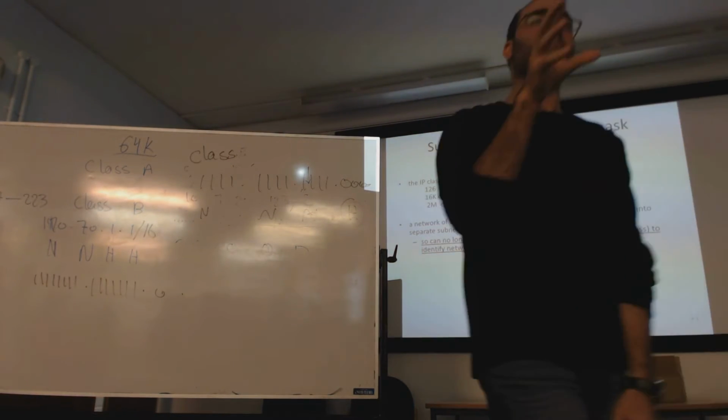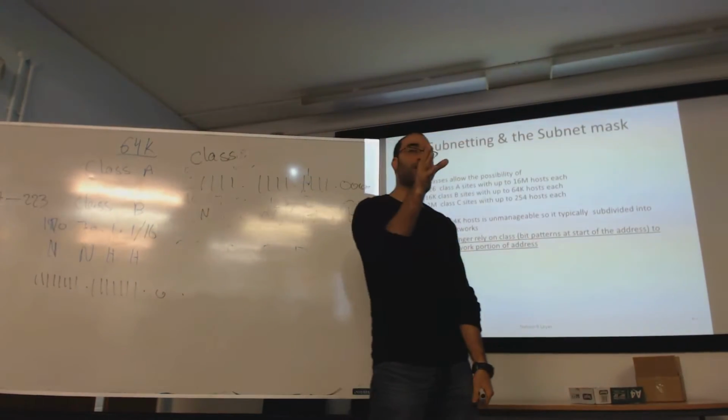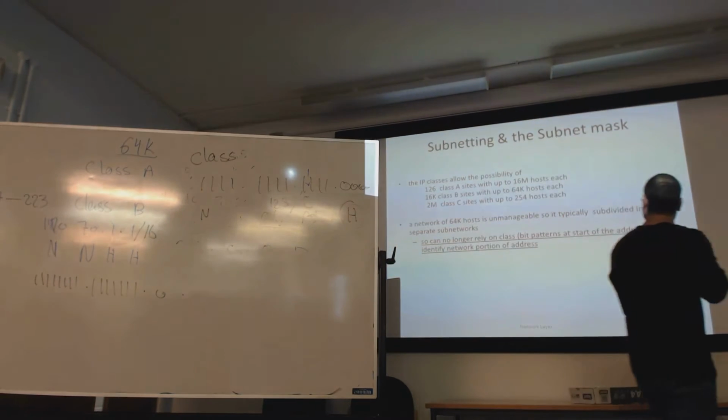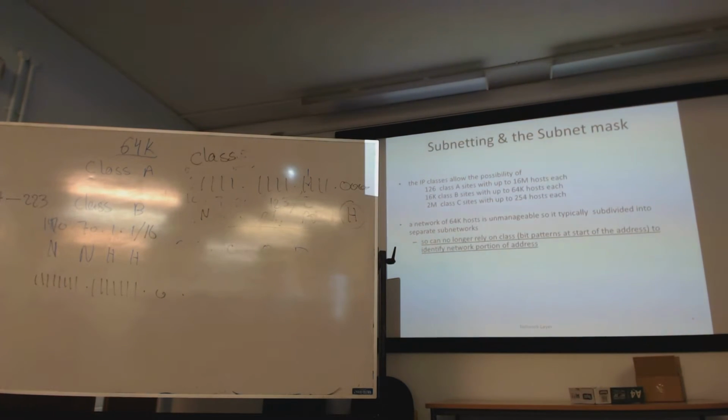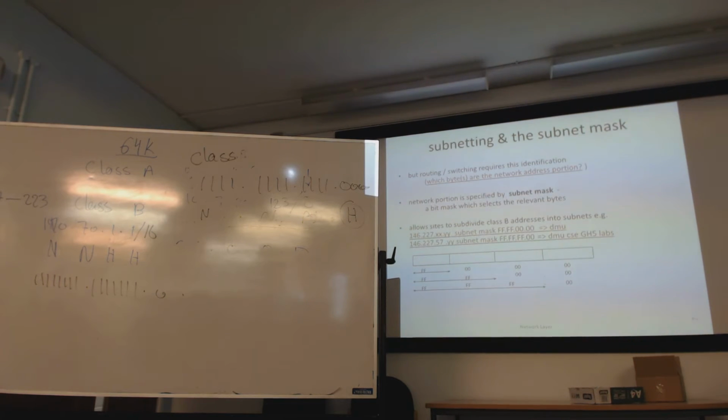That causes problems as well. It solves issues, but causes many problems, and we'll come to it in a moment. So you can no longer rely on a class, because the classes are very big compared to the actual subnets. But that created other issues. Routing and switching require an identification. Therefore, we define which bytes are the network portion, which is the portion of the network, in a sense.